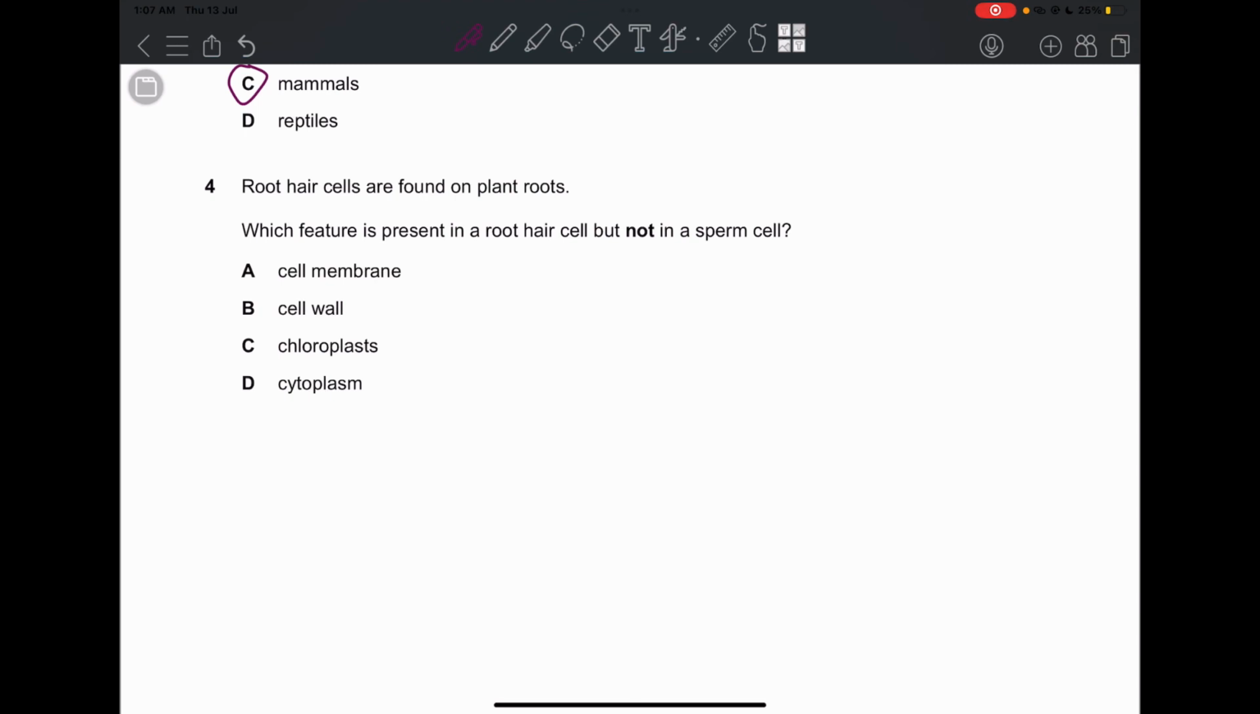4, root hair cells are found on plant roots. Which feature is present in a root hair cell but not in a sperm cell? Of course, we know that the sperm cell does not have a cell wall because it's an animal cell, and they are comparing a plant cell. Root hair cell is a plant cell, and the sperm cell is an animal cell that is found in our human body. So this does not have cell walls because it's an animal cell, so our answer is going to be B.